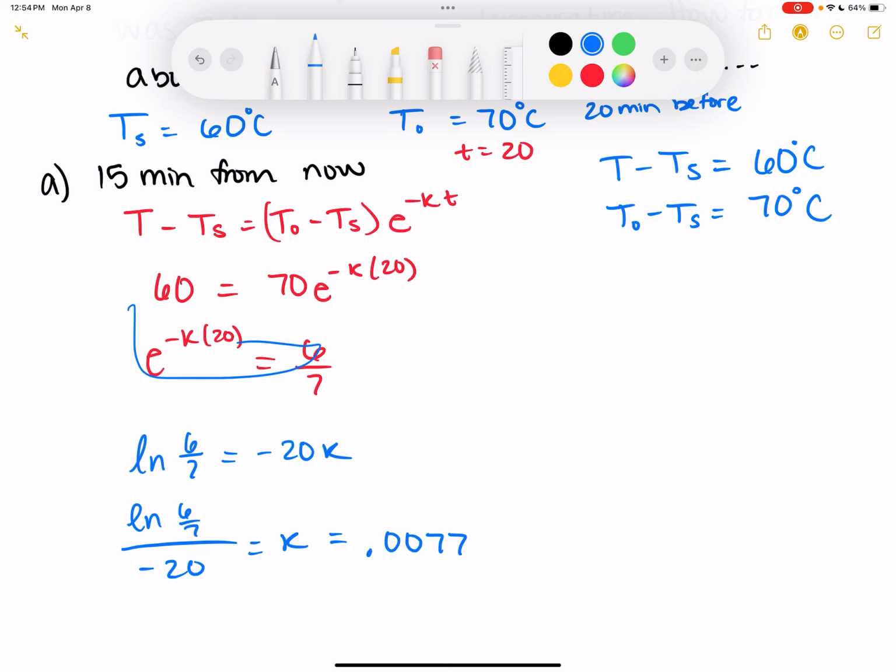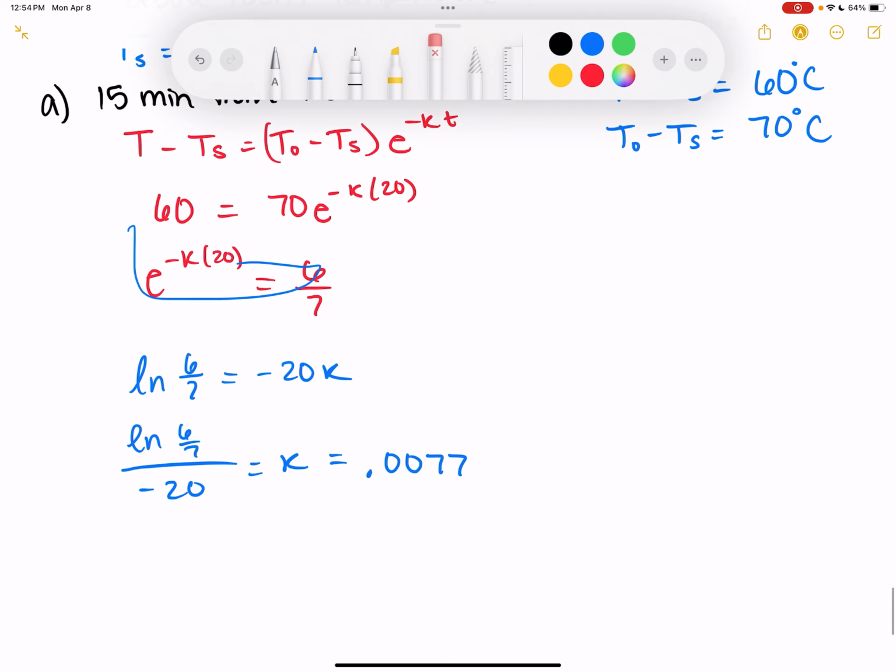So now this is all just the setup for the rest of it. Now our new T sub 0 minus T sub S has to be 60, because that's our new initial. Basically, we're getting a new initial. And so then we're solving for the other side now. So T minus T sub S is equal to 60 times e to the minus 0.0077, and then 15 minutes is what we're doing.